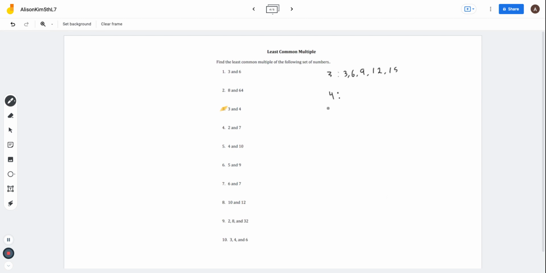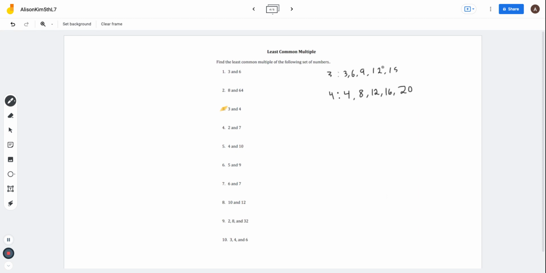Now we're going to move on to number 4, or the multiples of 4. Once again, I'm going to do 1 through 5. So 4 times 1 is 4, 4 times 2 is 8, 4 times 3 is 12, 4 times 4 is 16, and 4 times 5 is 20. Now we have to look at the multiples and see which ones match.